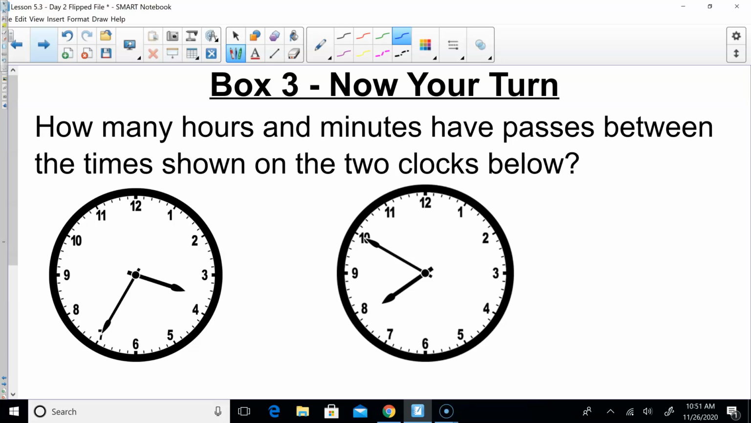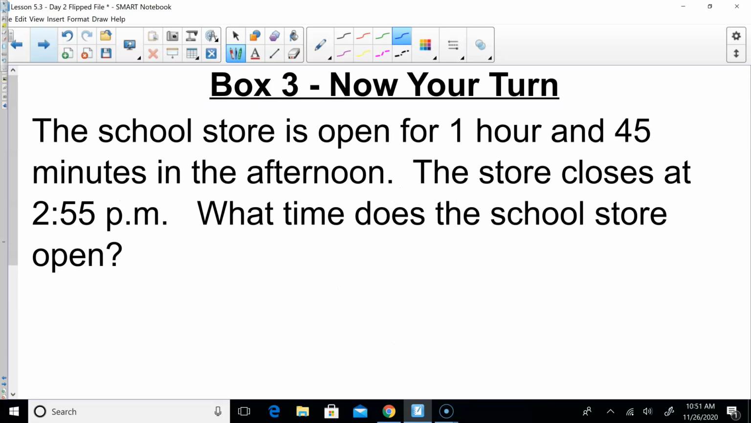If you're not sure, go back and watch that part of the video again to help understand the two methods that I used. And a problem for you, the school store is open for 1 hour and 45 minutes in the afternoon. The store closes at 2:55 p.m. What time does the school store open? So you can pause the video, try to solve that one right now, either using the timeline, counting backwards, or you can use subtraction, try different methods and see what answer you get.